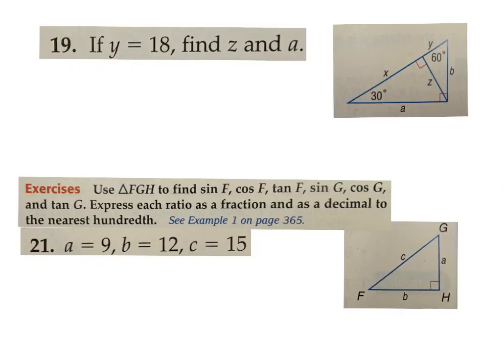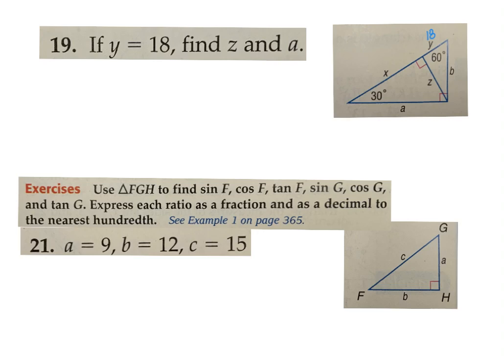In section 3, we did special right triangles. So we did 30, 60, 90 and 45, 45, 90 triangles. And this is a combination of those together. So they want us to find Z and A if Y is 18. All right, so they have given us Y here, and they've told us Y is 18. So we're going to start with this particular triangle, and we're going to find Z.